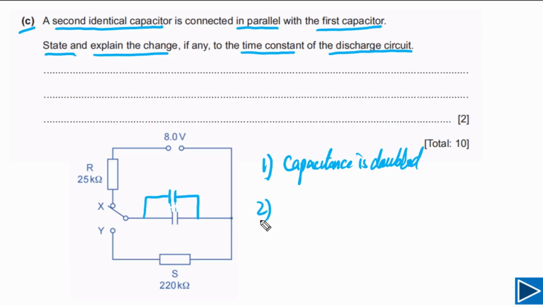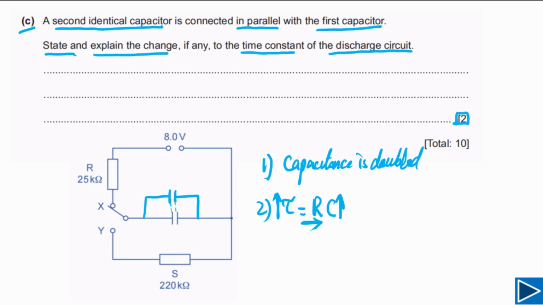Now the second thing we need to explain is the time constant, tau. Tau is equal to RC. If C is double, then tau is also double, because the resistance of the discharge circuit remains constant. So that's all we need to write: two points, and this question has 2 marks.